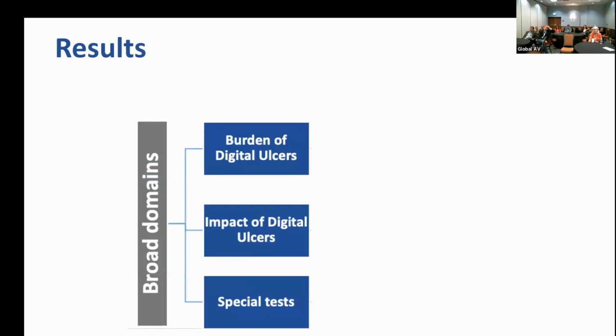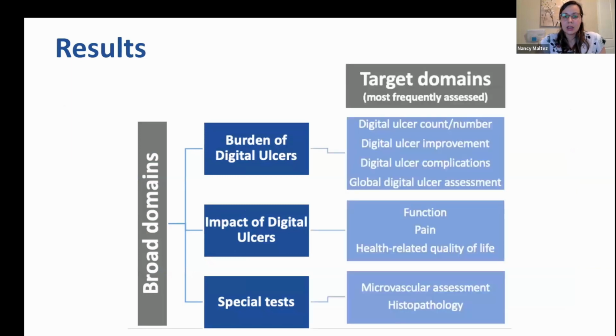We then synthesized similarly to what we did with the Raynaud's data into 3 broad domains. For digital ulcers, these included the burden of digital ulcers, the impact of digital ulcers, and special tests. Next. In terms of burden of digital ulcers, most commonly the digital ulcer count or number of ulcers was reported. We also had data pertaining to digital ulcer improvement and complications, and then global digital ulcer assessment.